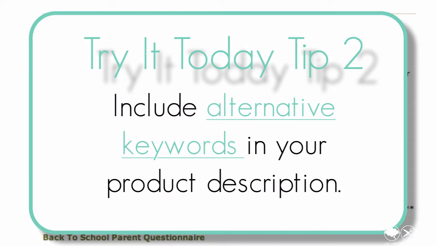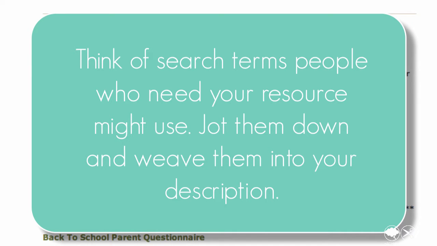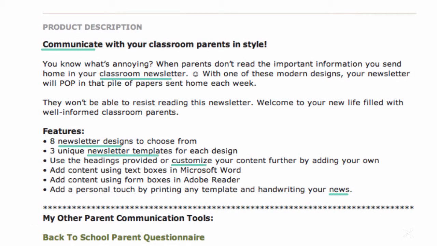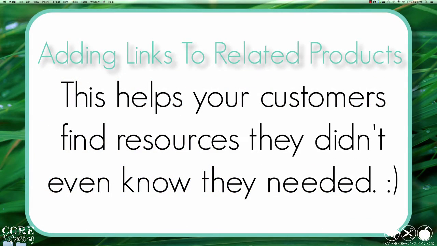Second, be sure to include alternative keywords in your product descriptions. Everyone searches for products differently, so think of alternative search terms for your resource and write down any that come to mind right away. Those are probably the most relevant. Then, work those keywords into your description so that your resource is listed in the results when your audience uses those search terms.